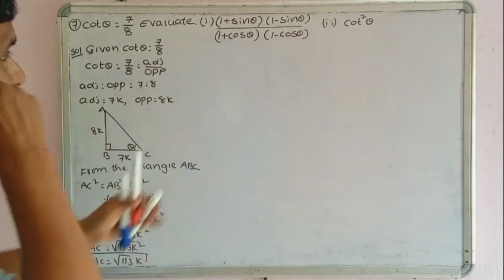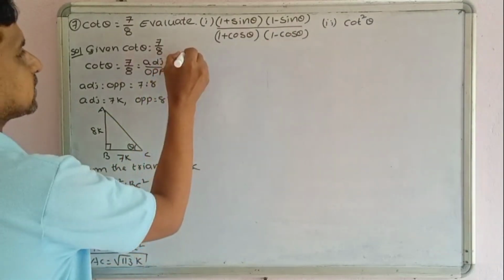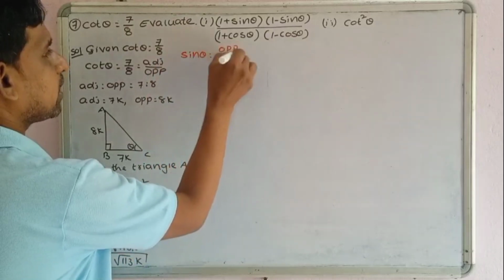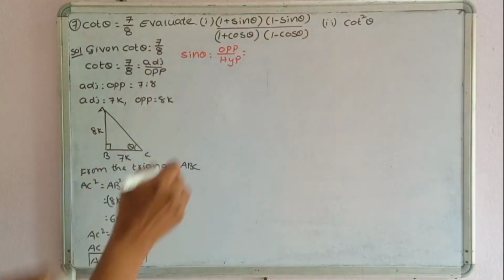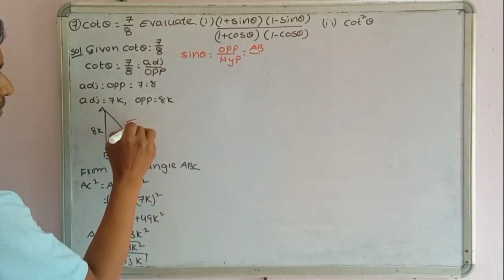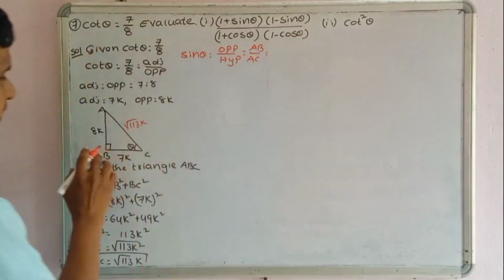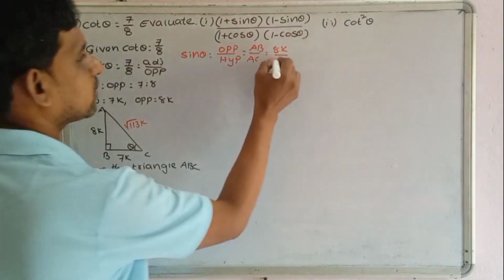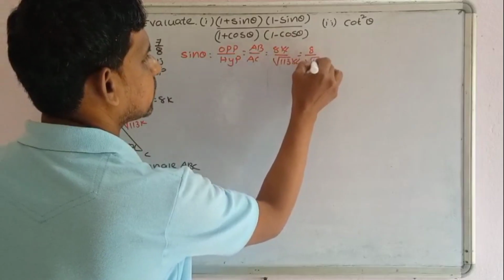Okay, now here two types of values are there. One is sin theta, another one is cos theta. First, sin theta. What is the definition of sin theta? Opposite by hypotenuse. So here opposite to theta is AB, hypotenuse is AC. AC value is square root of 113k. AB value is 8k. 8k by square root of 113k. So k gets cancelled. 8 by square root of 113.